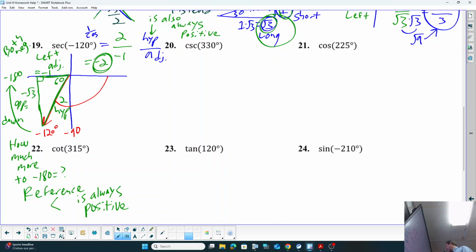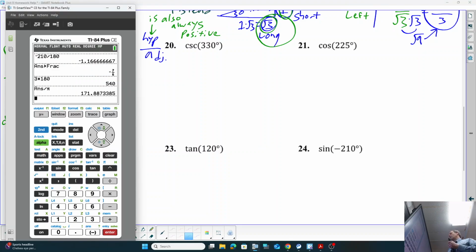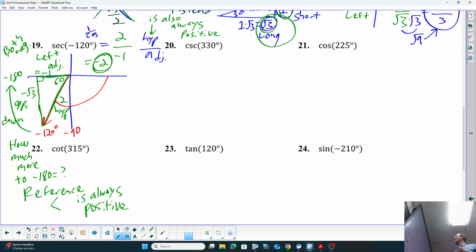Now there's a way to check using your calculator. Use secant, which is 1 divided by cosine of negative 120. And we got negative 2, so we did it right. But some of them aren't that easy, so we have to not use a calculator. That was just to check our answer. Okay, so you try now. Pause me. You try 20. Try 21. Give it a try.